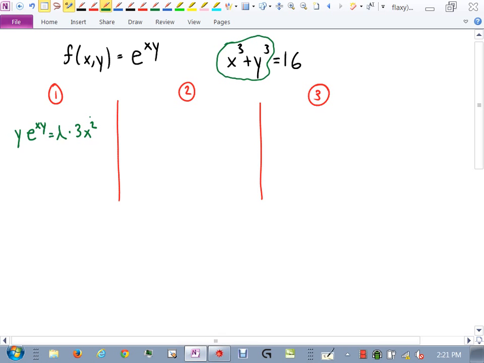All right, what's the second equation? Partial of f with respect to y? x e to the xy equals lambda times 3y squared. And then the last equation is the constraint itself.